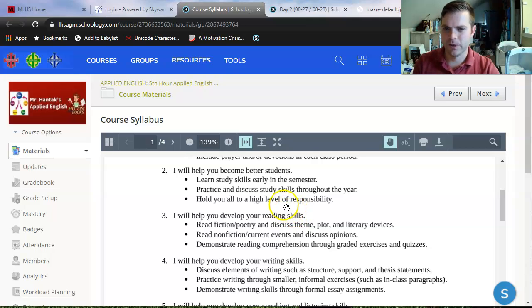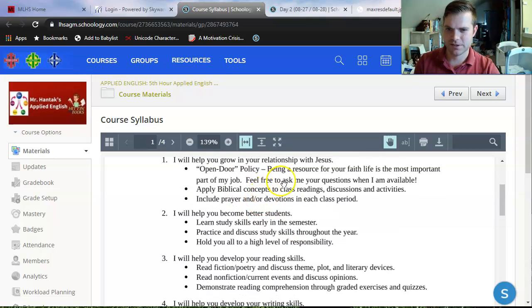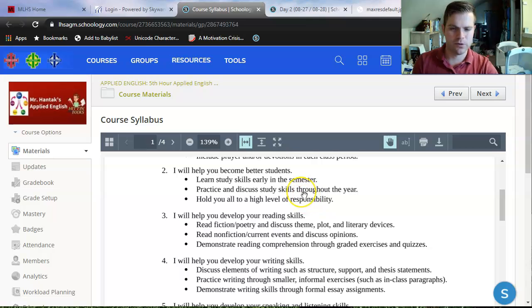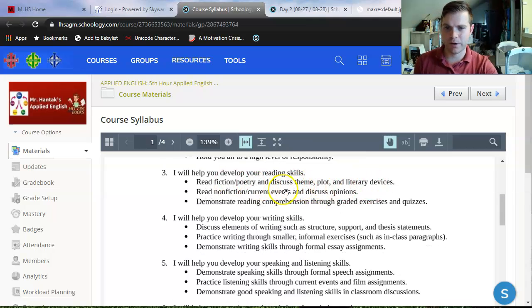The other 5 really have to do with our temporary skills, right? So there's our eternal future, but there's also those future skill building things as well, like we talked about with the 5 English skills. Study skills, we'll start looking at next week. That's a mix of organization, study habits, test-taking strategies, those kinds of things that we'll practice throughout the year. Reading skills, both comprehension, so demonstrate reading comprehension, but also things like theme, plot, literary devices.